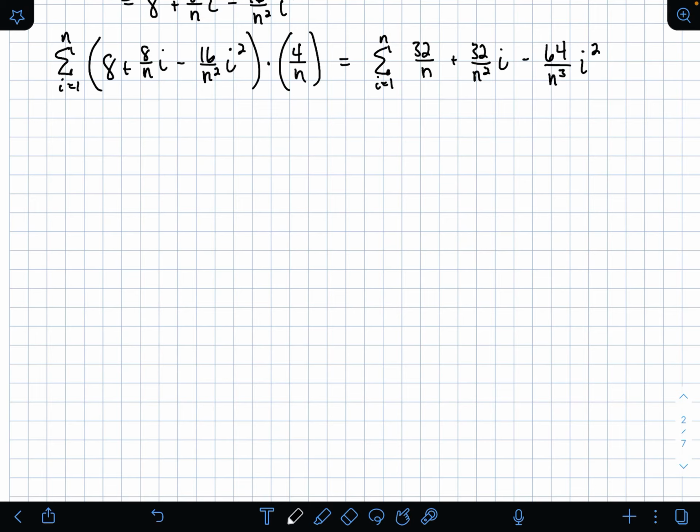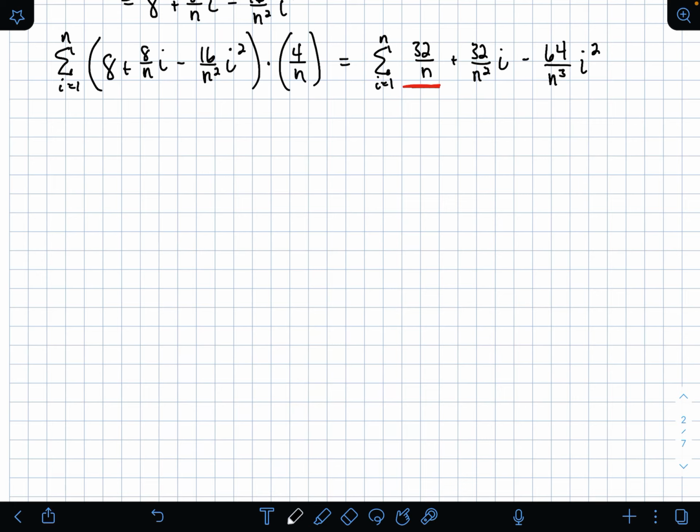And at this point, we're ready to apply our properties and formulas of summation. So each term can be summed separately. One of the important things to realize here is that in the summation, I is the variable. N is an unspecified constant. So anything that contains an n, but not an I, is a constant. So this first term, 32 over n, is constant.